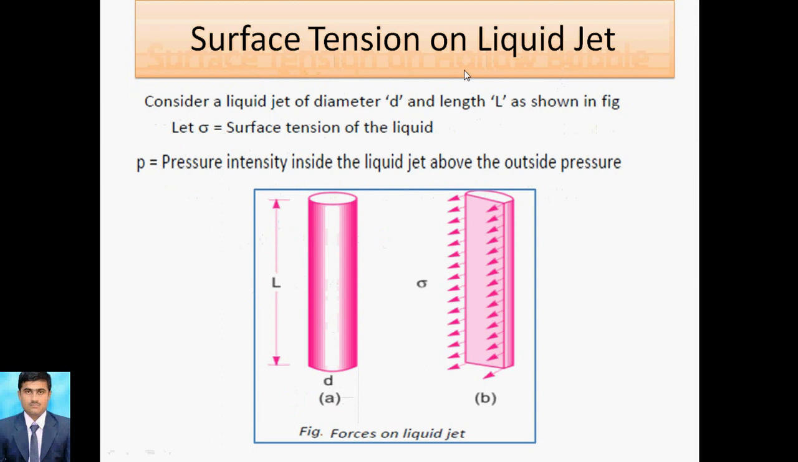Now we move to surface tension on a liquid jet. We have considered the liquid jet here, and we have to take two parts. We can take a half part, where d is the diameter and l is the length.